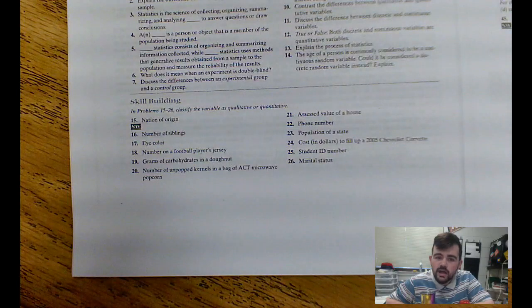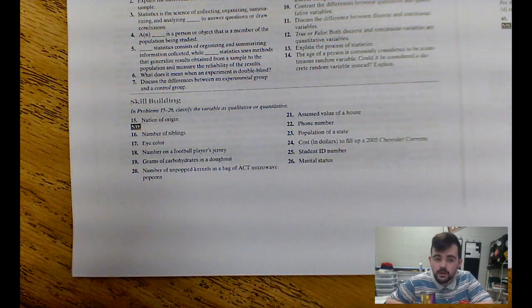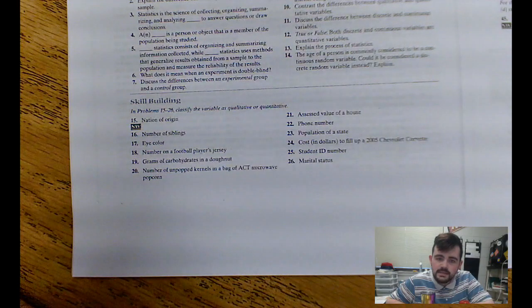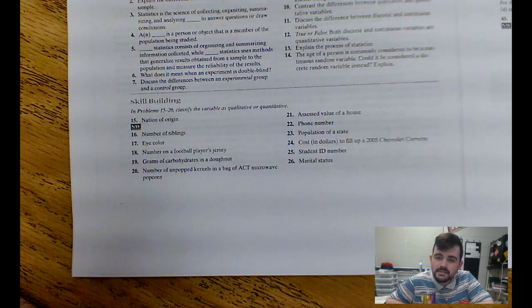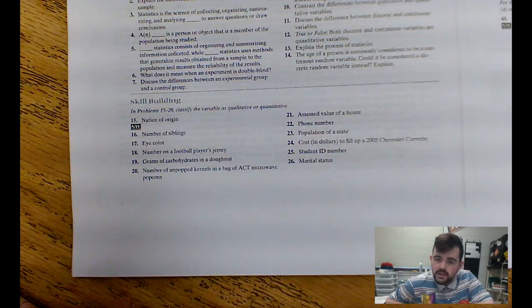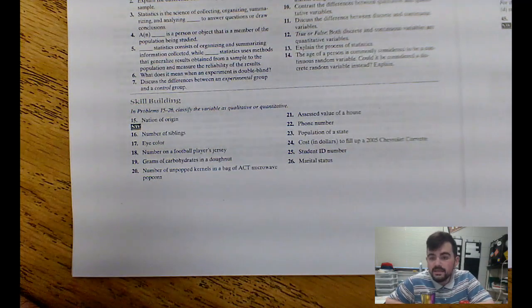Number 19, the grams of carbohydrates in a donut. That is quantitative. You can find the average number of carbs in a donut. 20, the number of unpopped kernels in a bag of ACT microwavable popcorn. That is quantitative. 21, the assessed value of a house. Quantitative. 22, phone number. Qualitative.